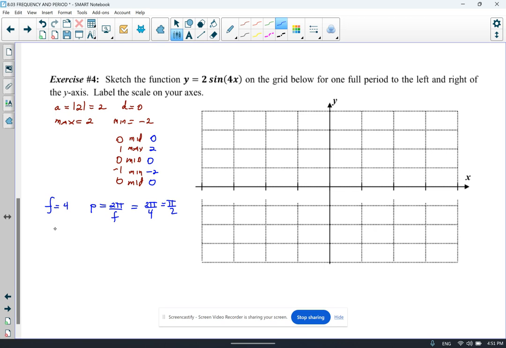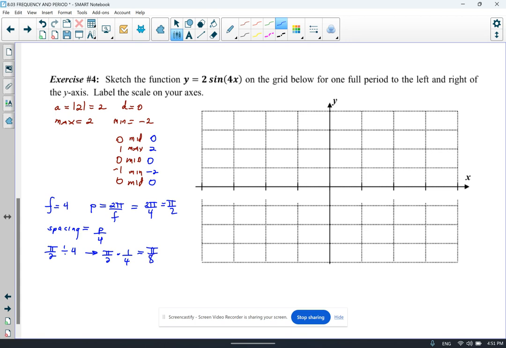To help us graph, we're going to use something called a spacing or a sketch point, and it tells you how far to either sketch each point or to space each point. And basically what you're doing is you're taking the period and dividing it by 4. So I'm going to take pi over 2 and divide that by 4. And so that's the same thing as pi over 2 times the reciprocal of 4, which is pi over 8.